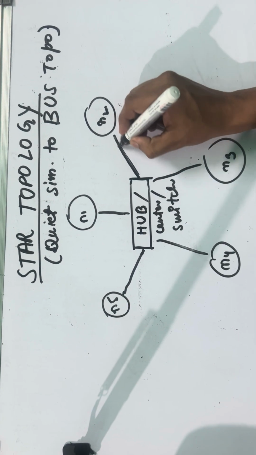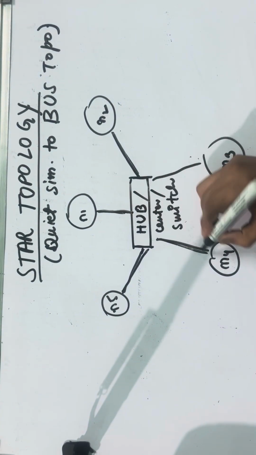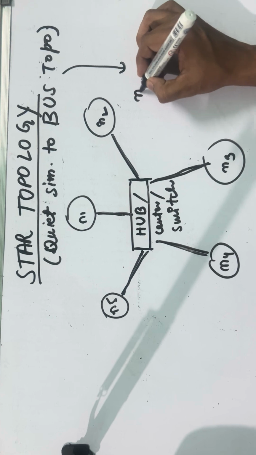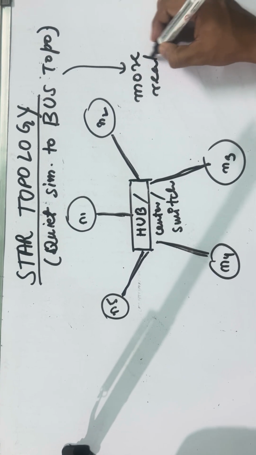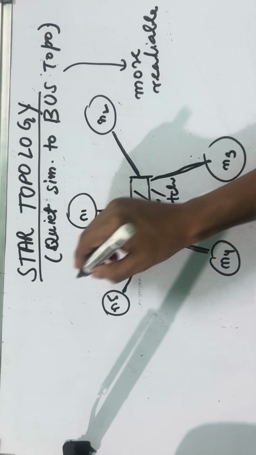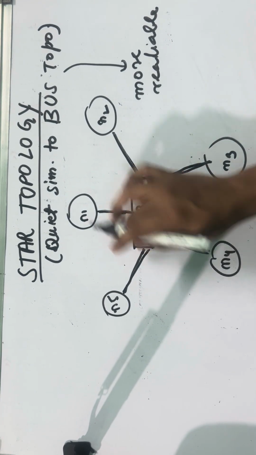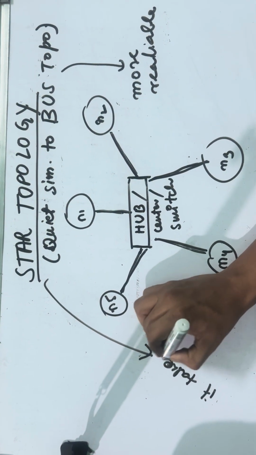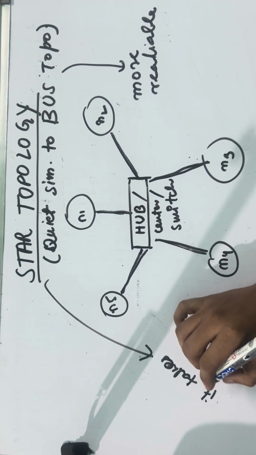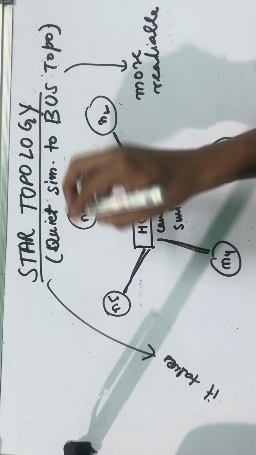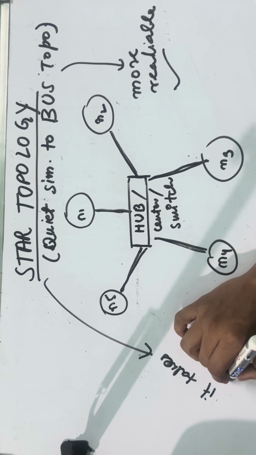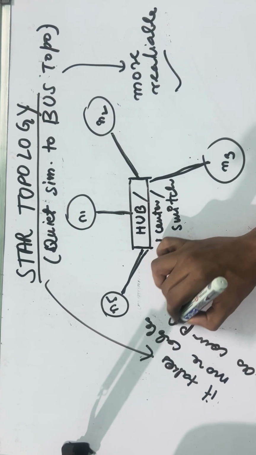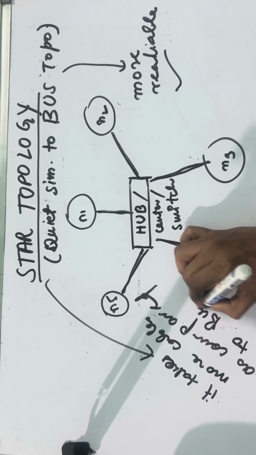As you can see, more wires are needed. But if I analyze it my way, for some reason this topology is called more reliable. I don't know how, but it's more reliable. At the same time, you can see that there are so many wires here. These are the features. Disadvantages of having a star topology: more reliable, but it takes more cables as compared to bus topology.